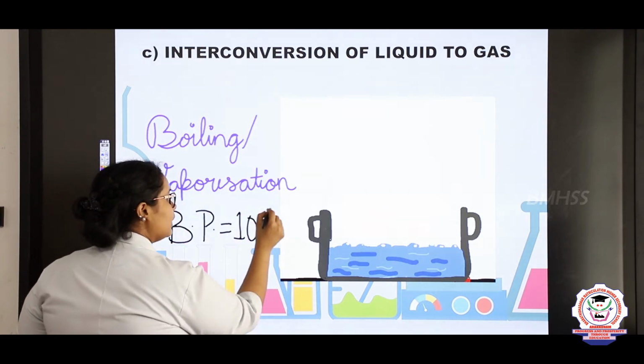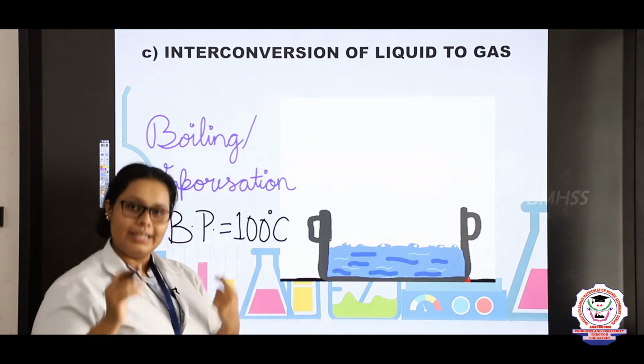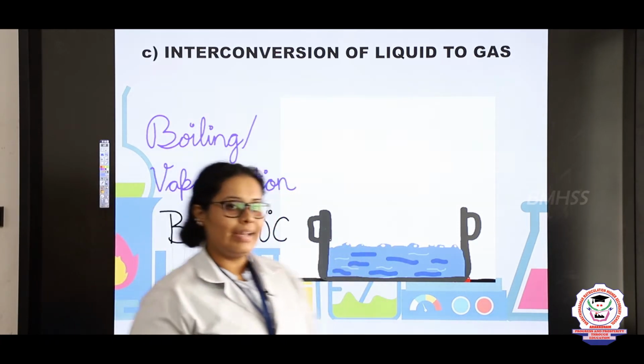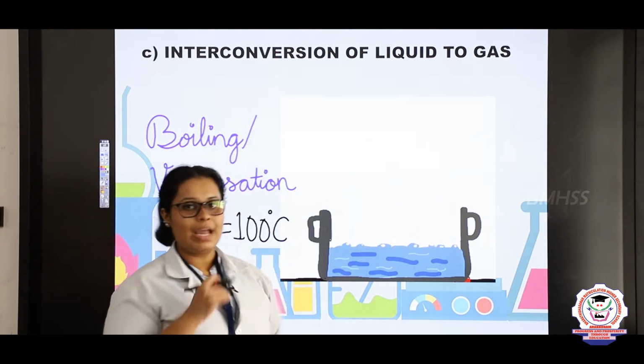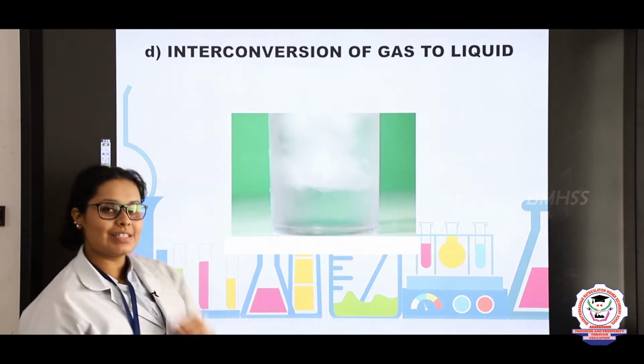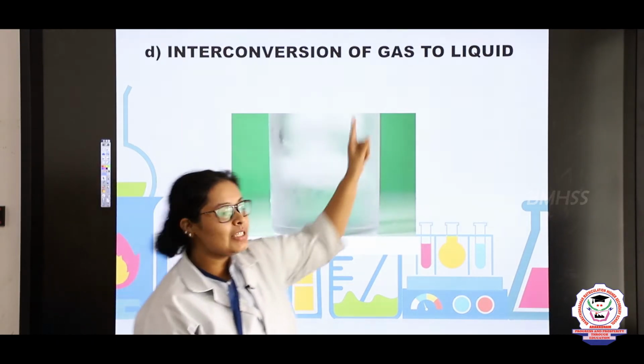What is it, kids? It is 100 degrees Celsius. Right. Now we have to go through the reverse process. So students, now we will see the interconversion of gas to liquid.